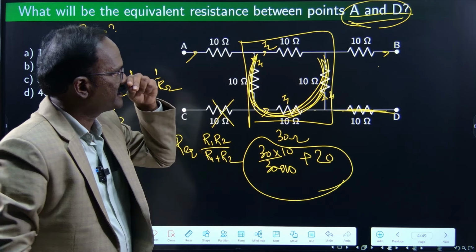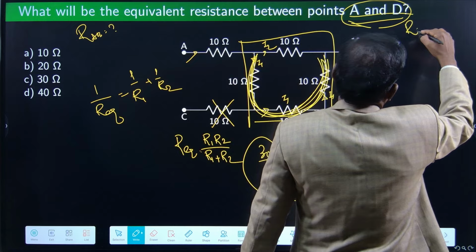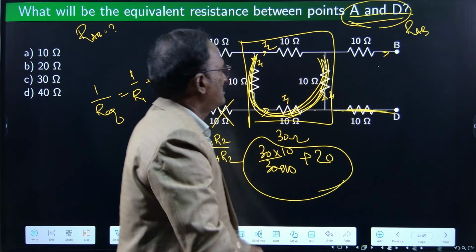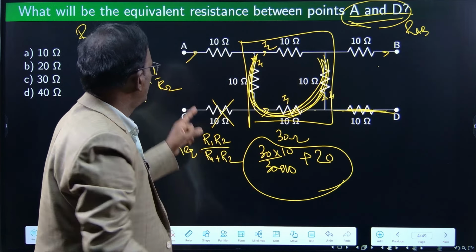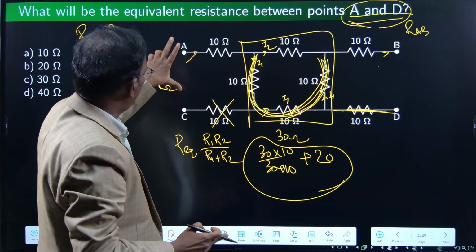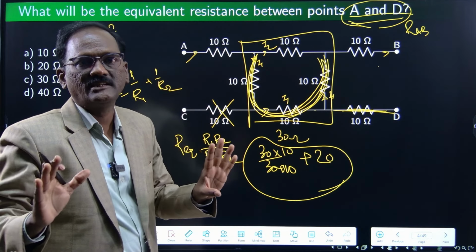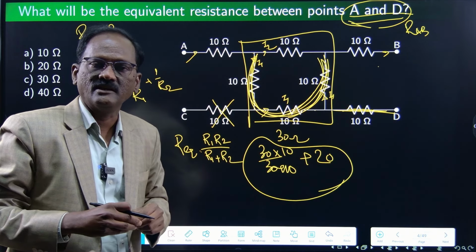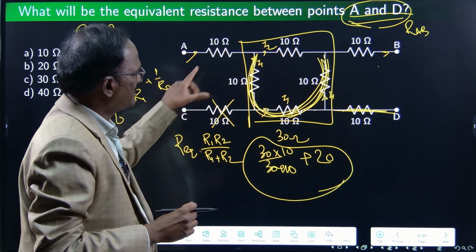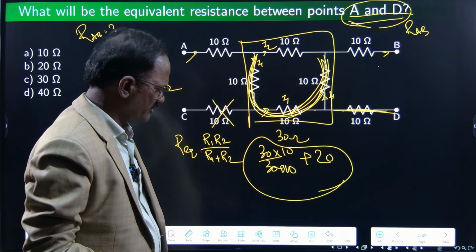If RAB is asked, instead of RAD, you connect a battery between A and B. Similarly, if you connect a battery between A and C, if you trace the current directions, you will calculate the equivalent resistance value between A and C. Any two terminals, you can do it.